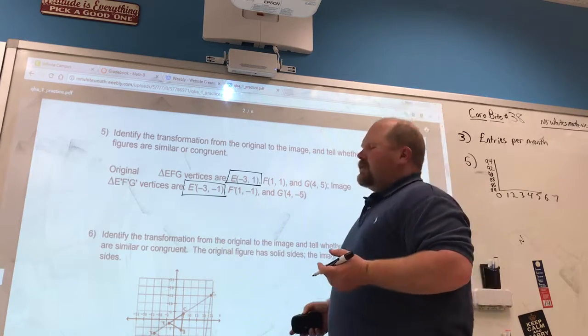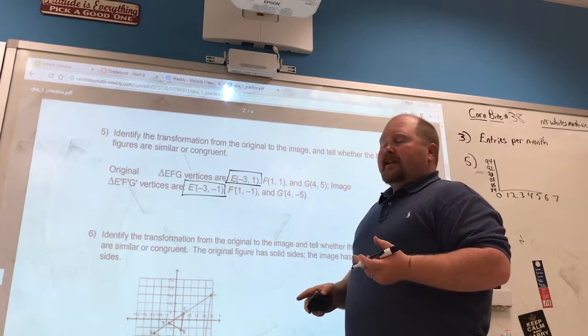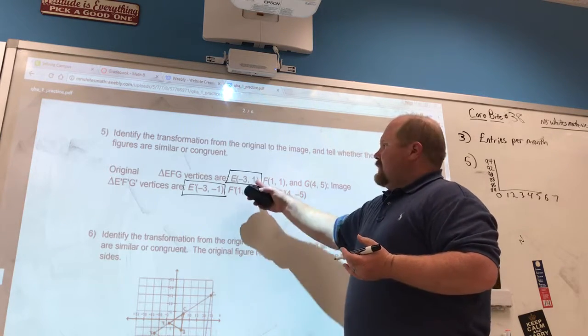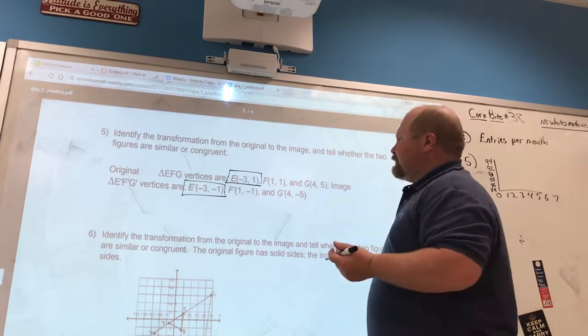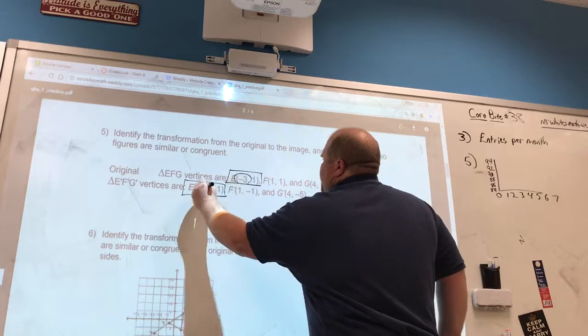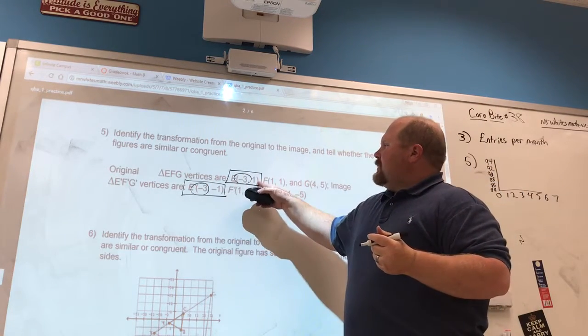That's the first step in identifying what's happening. If the digits were different, then I would assume either there was a dilation or a translation. Since they are the same digits, I need to see what stayed the same and what changed. I noticed that the x value stayed exactly the same, and the y value did something very specific.